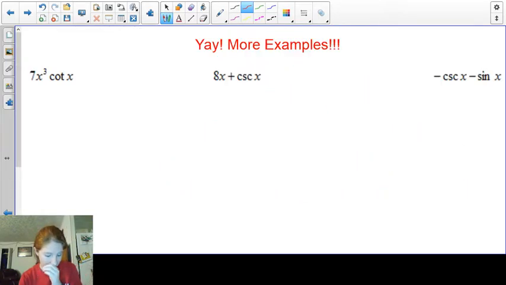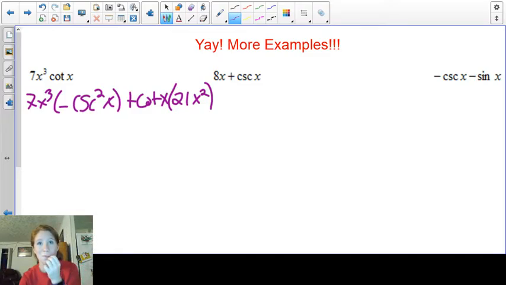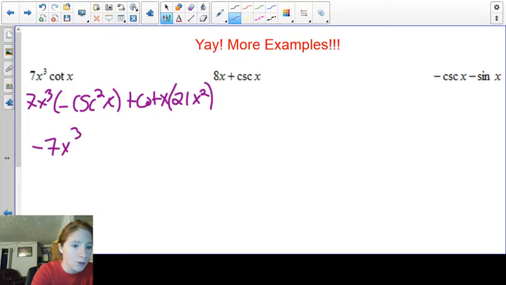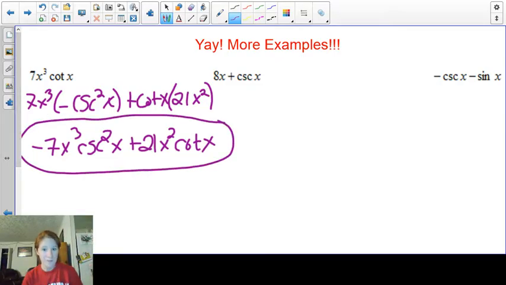Alright, so this first one has to do with product rule because I have things being multiplied together. So I have the first times the derivative of the second, which is negative cosecant squared, plus the second times the derivative of the first. Go ahead and multiply those two, so I have negative 7x cubed cosecant squared x plus 21x squared cotangent of x. And that's just my answer on that one.